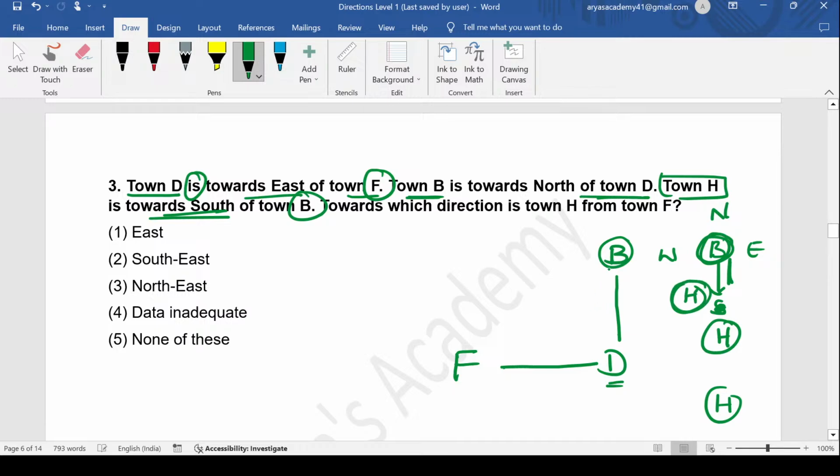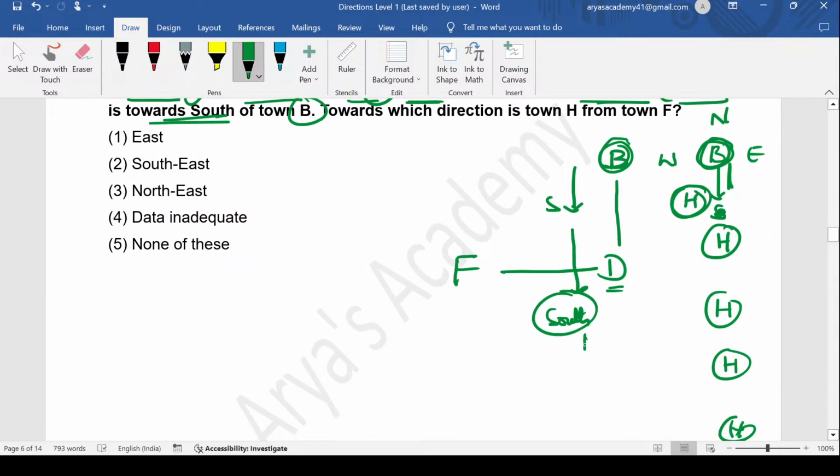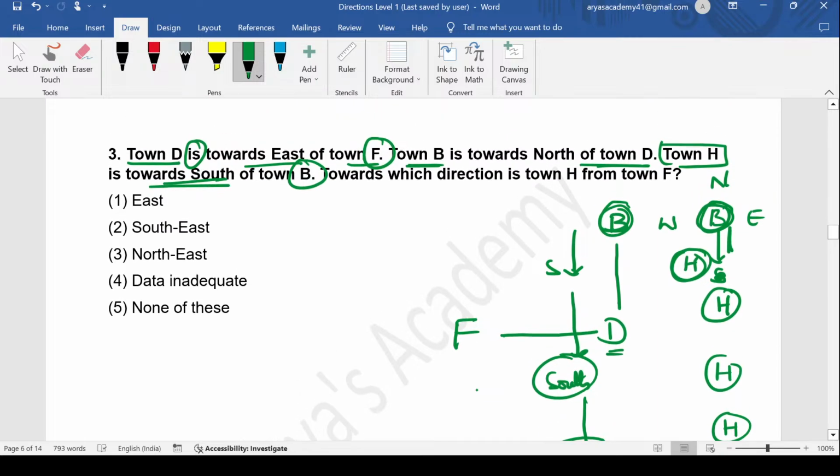So from B, if you travel towards south, this is south. If you go further down, will the direction change? No, it will be south only. Even if you go 10 pages down, that will be south only. So here my point is, town H is towards south of point B, means H can be here. That is also correct. Town H is towards south only.